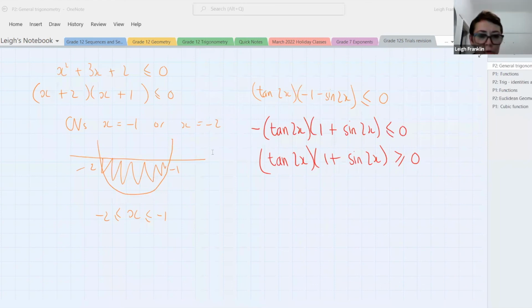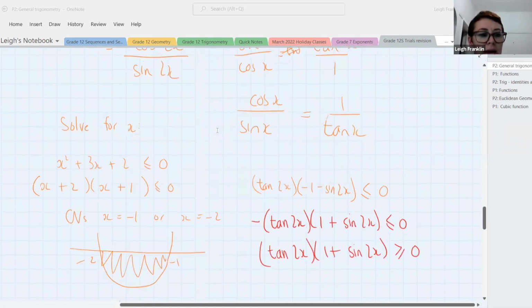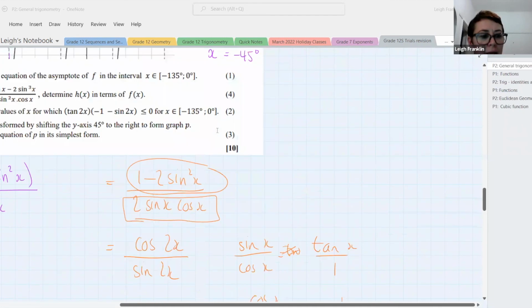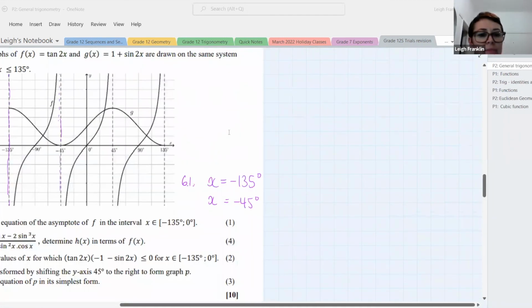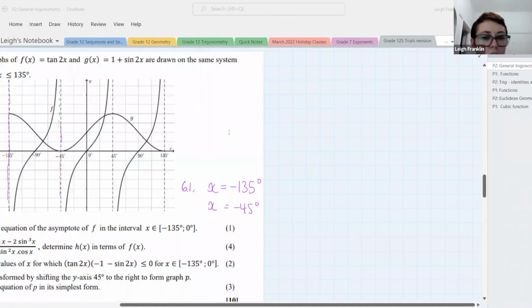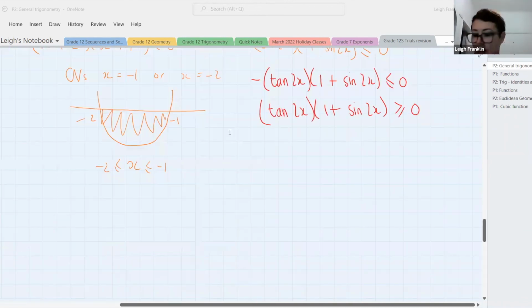Okay, so now we're asking ourselves, the only way we can interpret from this point onwards is: tan 2x represents the outputs on the tan graph, and 1 plus sine 2x represents the outputs on the sine graph. So really what they are saying to us here is f of x times g of x. This is really what the question is asking us.